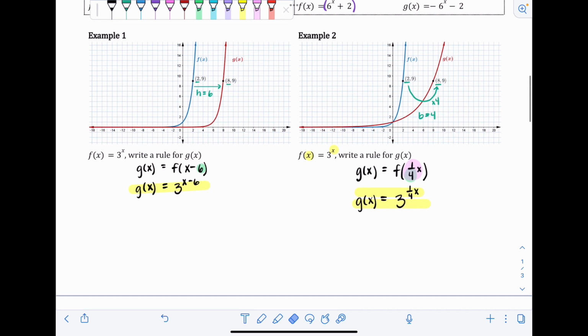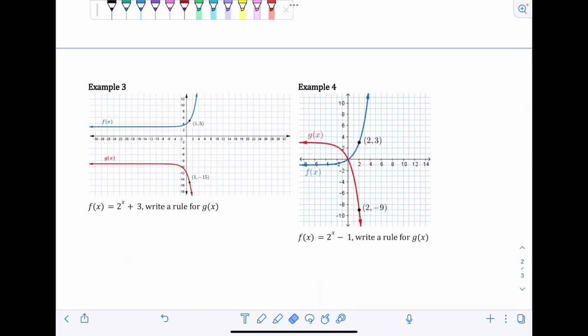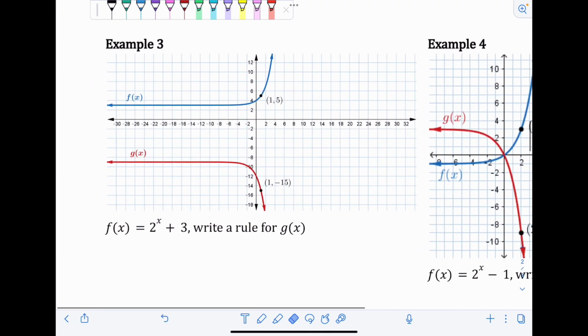Okay, moving down to examples 3 and 4. These are the last two. I know they're all kind of similar, but they're same but different. Okay, so example 3. f of x equals 2 to the x plus 3. We want to write a rule for g of x. So we'll look at the points we're given. They are (1, 5) and then (1, negative 15).